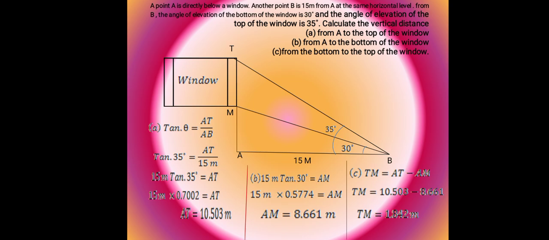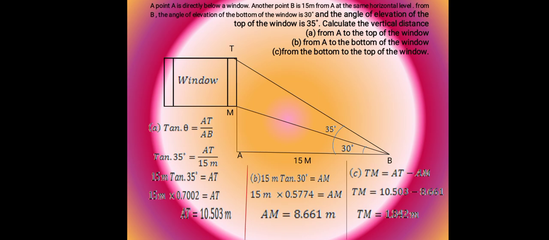Calculate the vertical distance from A to the top of the window. Then also calculate the vertical distance from A to the bottom of the window. Also calculate the vertical distance from the bottom to the top of the window. Now we tackle the first part, the vertical distance from A to the top of the window.